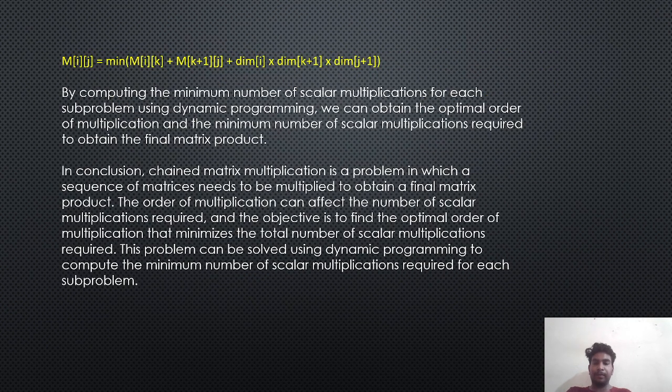Now, we can use m[i][j] equals the minimum of m[i][k] plus m[k+1][j] plus dim[i] into dim[k+1] into dim[j+1]. So by computing the minimum number of scalar multiplications for each subproblem using dynamic programming, we can obtain the optimal order of multiplication. So in conclusion, chain matrix multiplication is a problem in which a sequence of matrices needs to be multiplied to obtain a final matrix product.